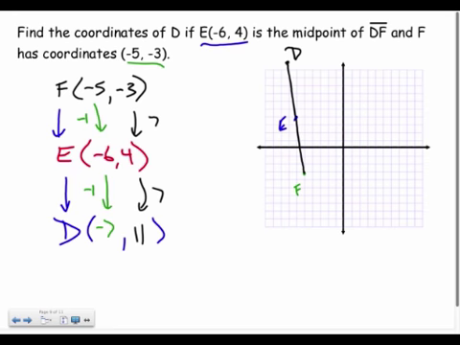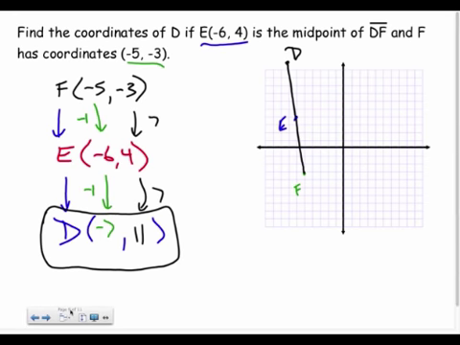Does that look like it makes sense? E would be the midpoint. Looks good to me. Okay, it saves you a lot of time rather than going through all that algebra for it. All right, just think through it. The endpoints are the exact same distance away from the midpoint.